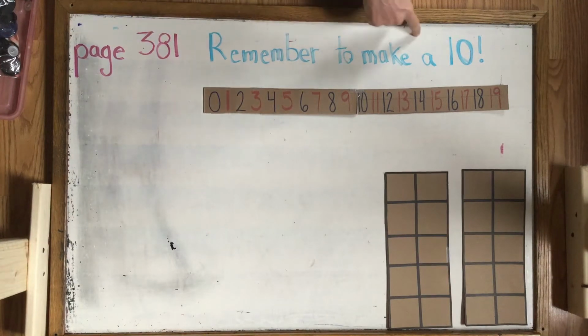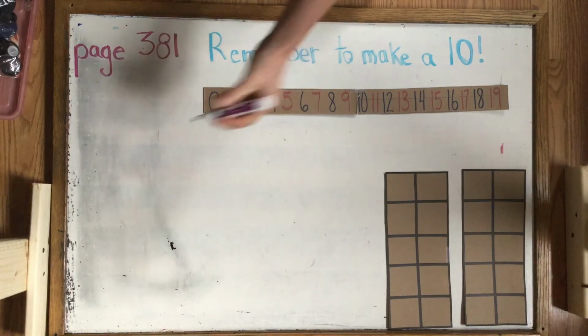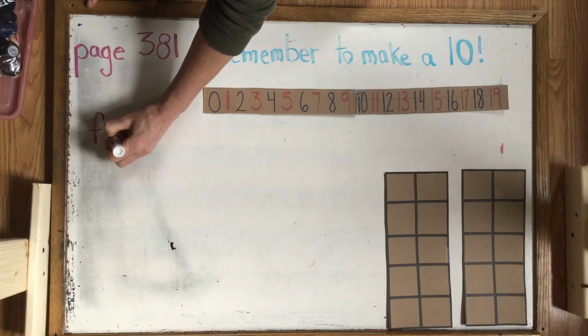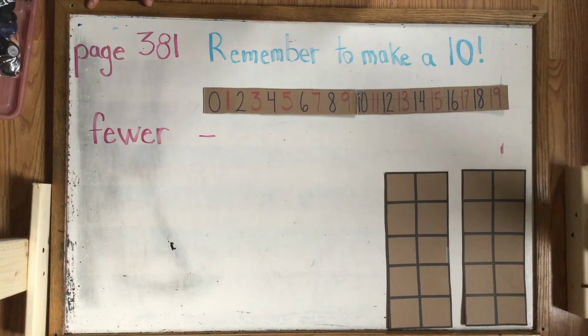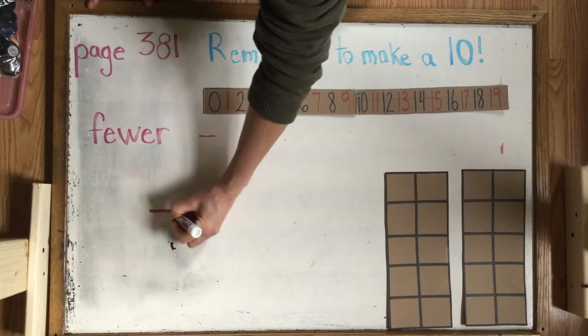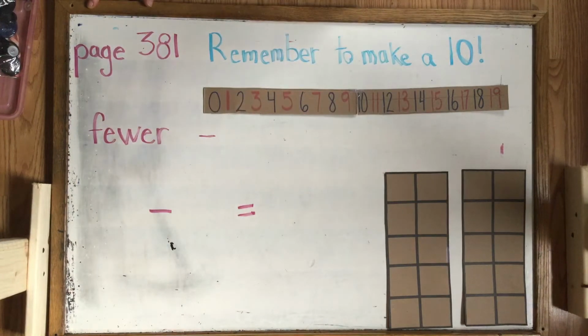We're going to remember to make a 10 after we read the word problem. So let's read it now. Jenny gets 15 prizes from the piñata. Ken gets 6 prizes from the piñata. How many fewer prizes does Ken get than Jenny? Well, remember that word fewer, that meant we were going to subtract. So I know that my math equation needs a subtraction symbol and an equal symbol.